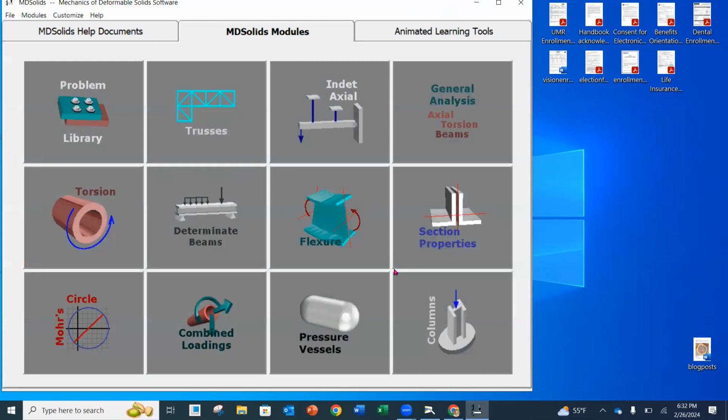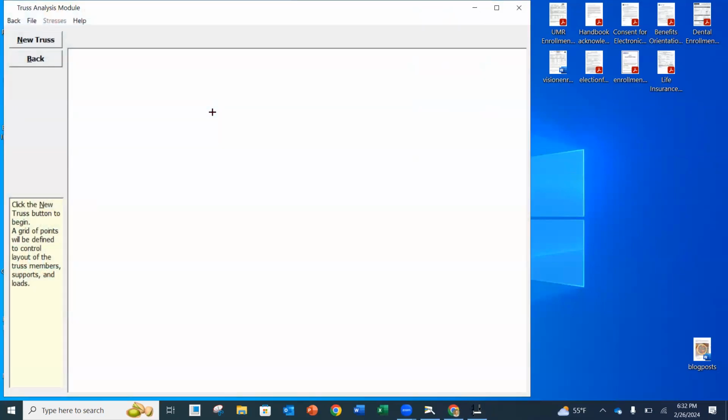It's really easy. Here's MD Solids. Once you come in here, when you do it the first time, it's going to ask you for a username. Just put your initials in and it's going to ask you for a registration code. That's that D number. And it's also going to be on the page where you do the download. So I'm going to click on trusses because that's the area that I'm going into. And I'm going to start a new truss.